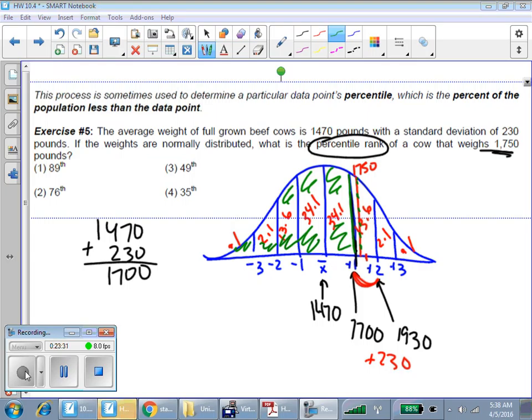So let's take a second, and I'm going to calculate. Okay, what I get is 84 when I add up all of these numbers that I highlighted in green. I know it's going to be a little bit more than that, so that tells me it's going to be the 89th percentile. Again, percentile is just a way of telling us how much of the data lies below that number.